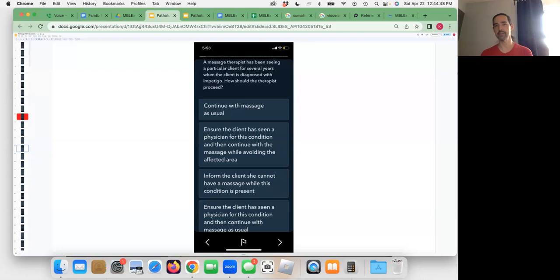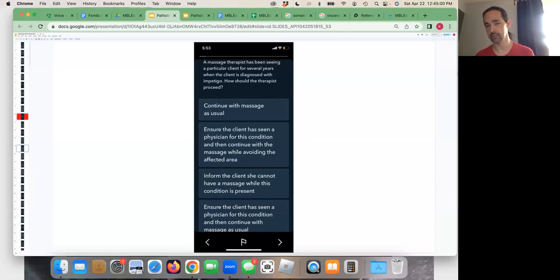A massage therapist has been seeing a particular client for several years. When the client is diagnosed with impetigo, how should the therapist proceed? Continue with massage as usual; ensure the client has seen a physician for this condition, and then continue with the massage while avoiding the affected area; inform the client she cannot have a massage while this condition is present; or ensure the client has seen a physician for this condition, and then continue with the massage as usual.